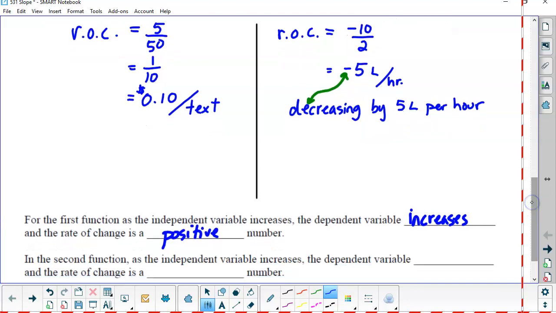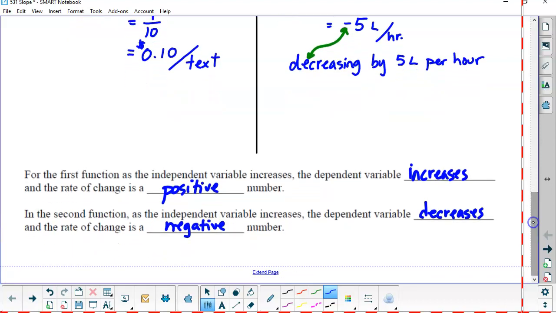Second one, as the independent variable increases, so as time goes on, as you're driving your car, the dependent variable decreases. The amount of gas in your tank is decreasing, and the rate of change is a negative number. Okay. So as you're going to the right, what happens? Are you getting bigger for the dependent? Then you have a positive slope. Are you getting smaller? Then you'll have a negative slope.